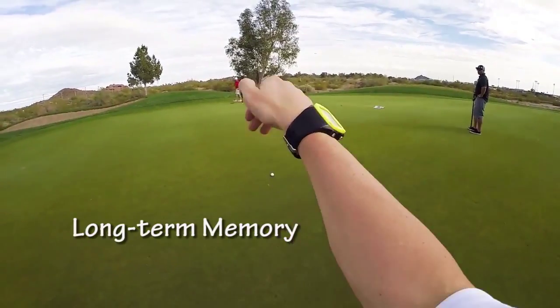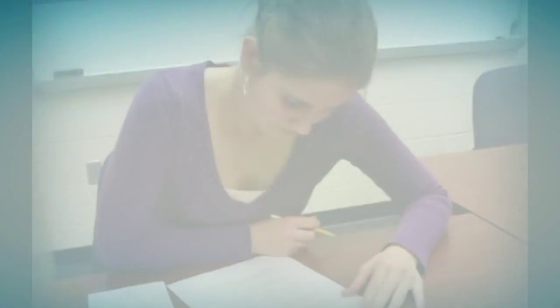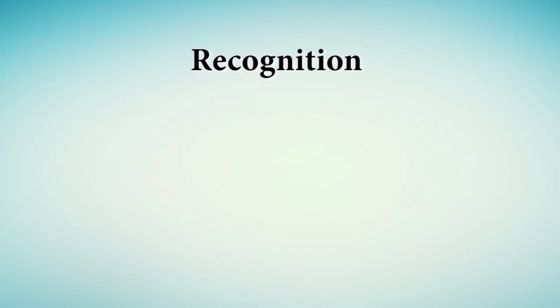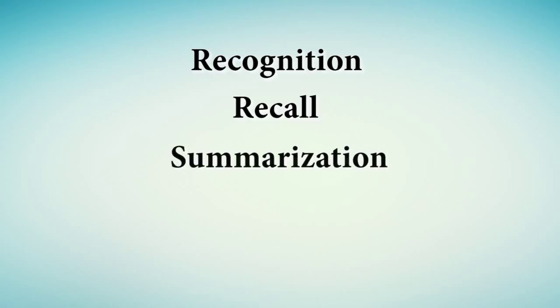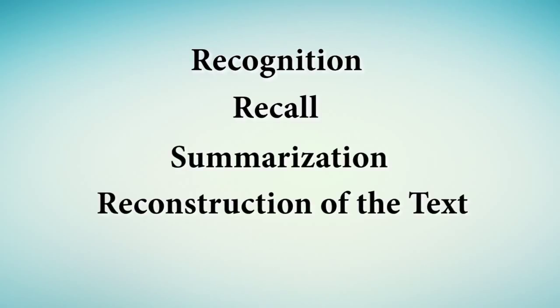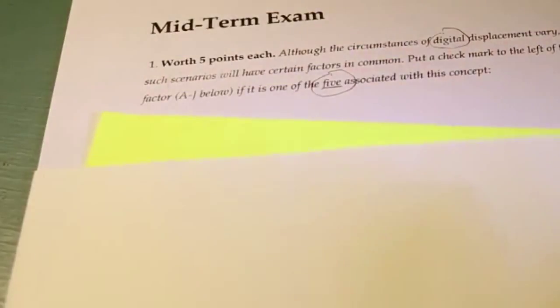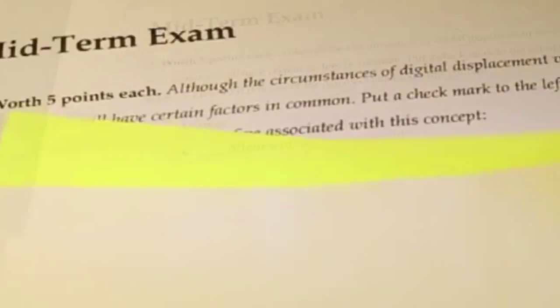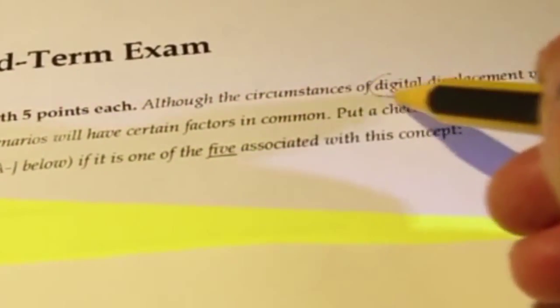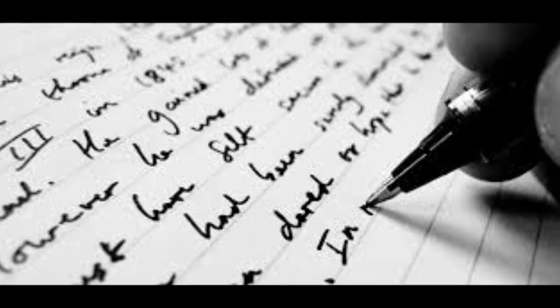Lastly, evidence of comprehension. After processing the discourse, comprehension can be measured in a number of ways, such as measures of recognition, recall, summarization, reconstruction of the text, and question answering. When a learner is asked to recall a discourse, they may not remember a single specific word or a set of phrases, but they can show that they understood the discourse by even expressing it in their own words.